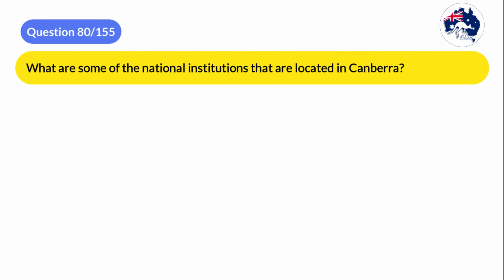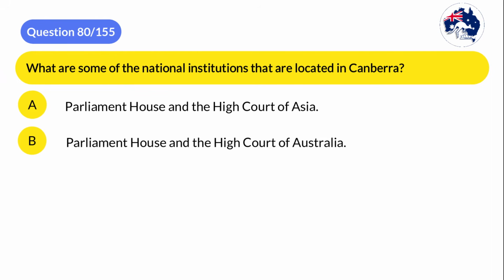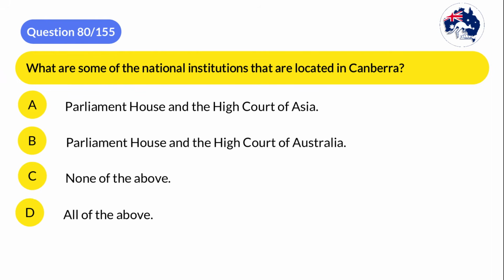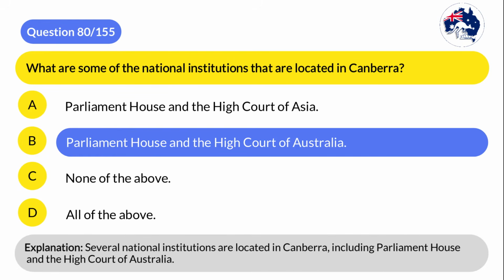Question 80. What are some of the national institutions that are located in Canberra? A. Parliament House and the High Court of Asia. B. Parliament House and the High Court of Australia. C. None of the above. D. All of the above. The correct answer is B. Parliament House and the High Court of Australia. Explanation: Several national institutions are located in Canberra, including Parliament House and the High Court of Australia.